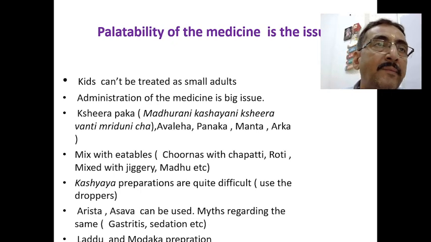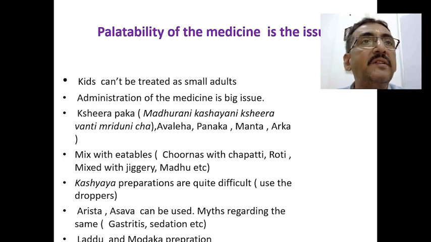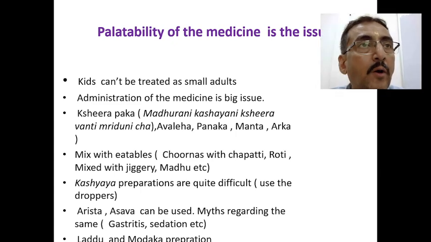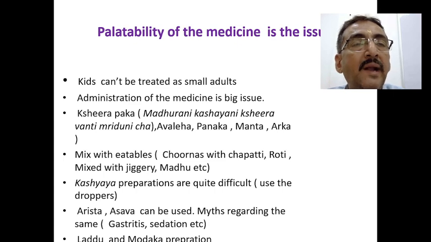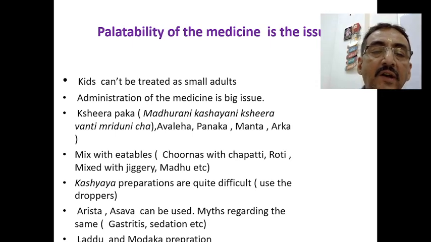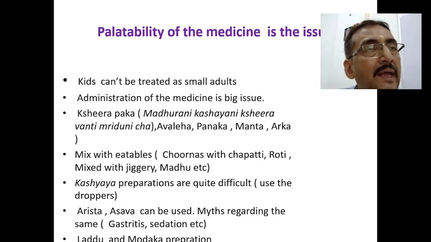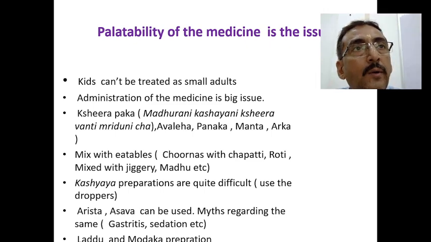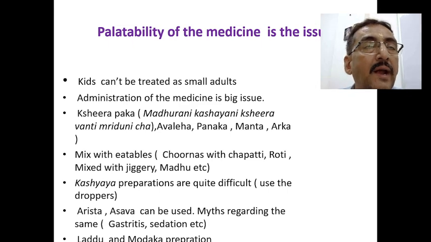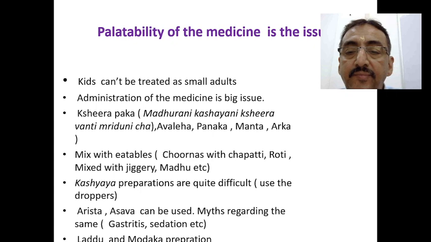At that time, instead of giving the kashaya preparations in a spoon, it is always better to use droppers. In the dropper you take some 10 drops, etc., and give it frequently. That is one of the best ways. Kashaya preparations are quite difficult to give in a spoon in a calculated way. Instead, if you use the droppers, the only thing is you have to give it frequently, but you can give it, and it also gives good results.